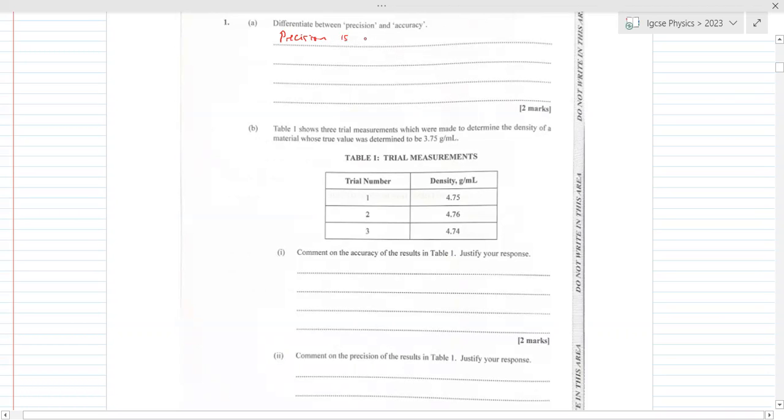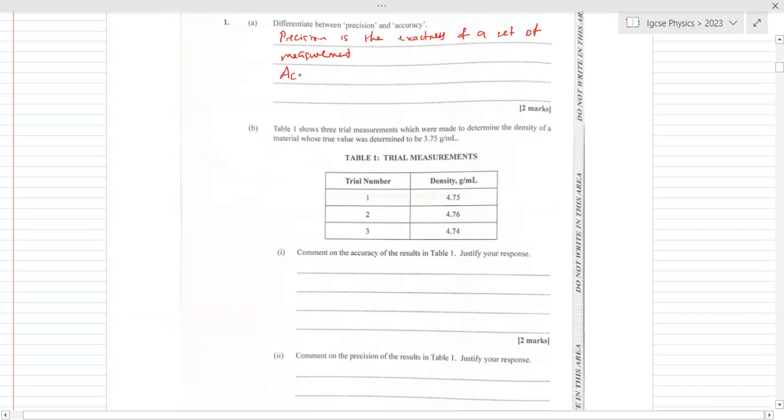From my estimation, precision is the exactness of a set of measurements. So when we say that a value is precise, it doesn't mean it's accurate. It just means that it is more consistent in terms of the values that you're getting. So how exact the values are is pretty much what precision speaks to.